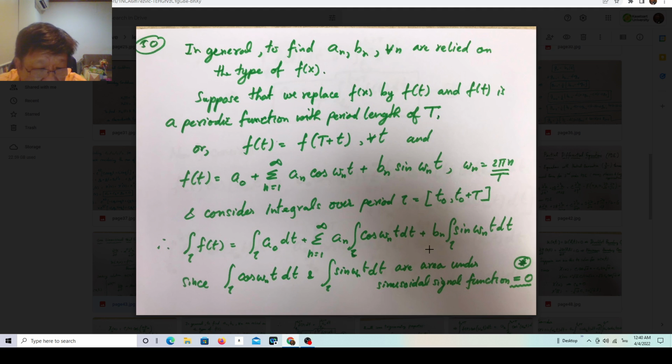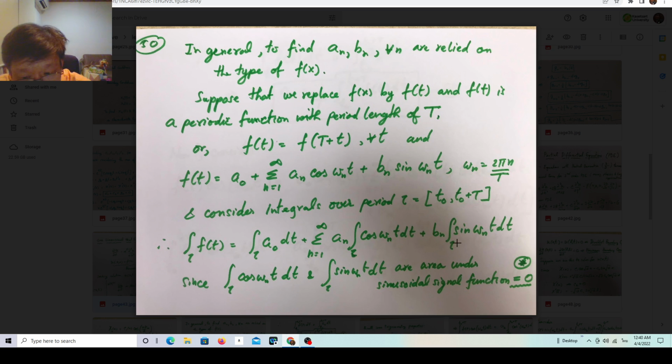This one we're going to go back to the definition of the integral. If you want to find the area under the curve, it's obvious that for a cos function or a sine function, which is a sinusoidal function, you have both positive and negative parts. If you look at the sine function starting from 0, going up and down for one period, the area is 0 because the positive and negative parts cancel each other.